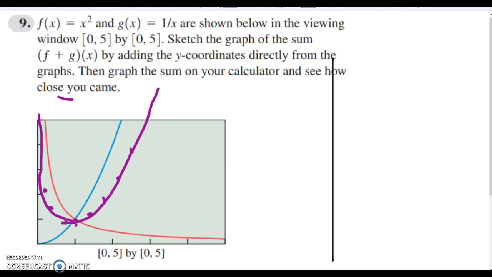So I'm looking at it, and it says this: I've got f of x equals x squared, and that would be the blue line. Then I've got g of x is 1 over x, and it shows me the window, so the x's go up to 5, the y's go up to 5. Sketch the graph of the sum by adding the y coordinates.